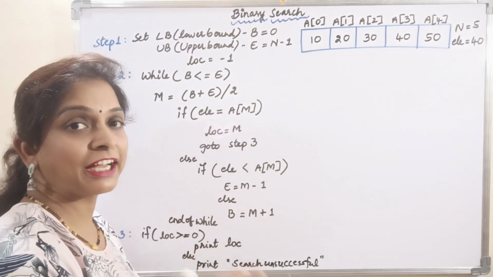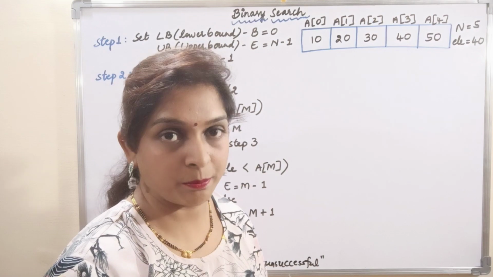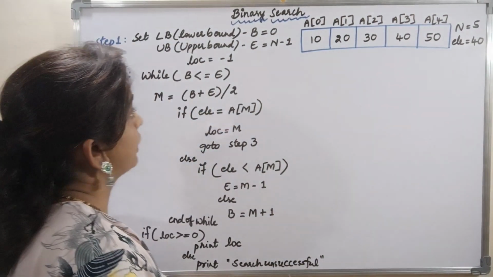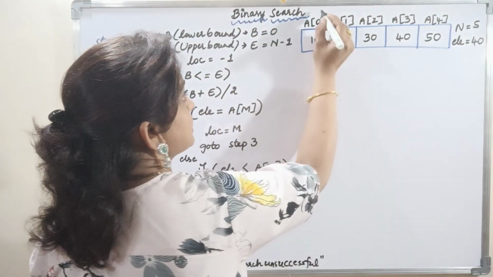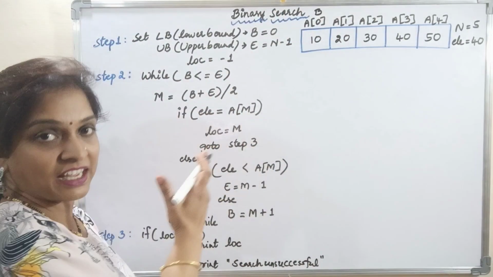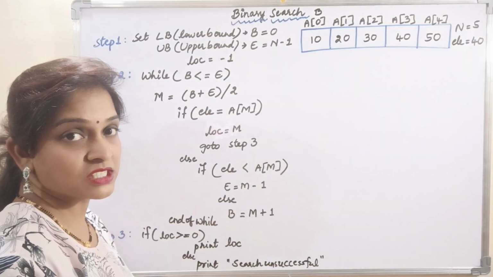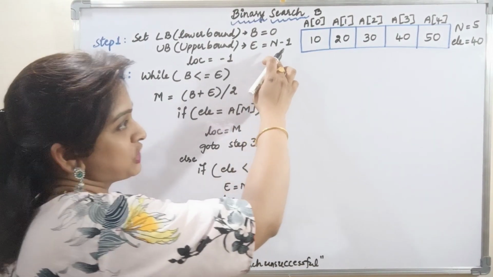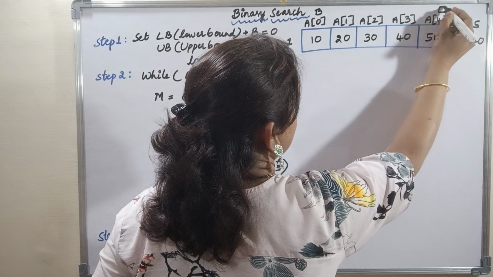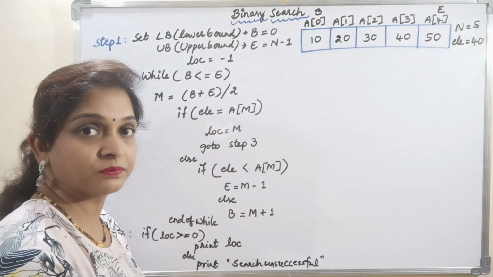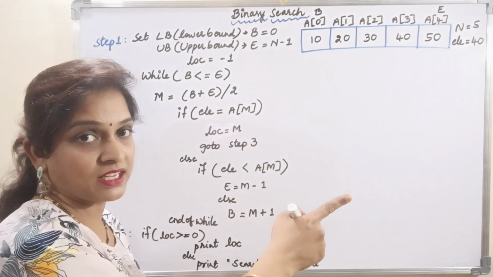So what I need to do is set the bounds, lower bound and upper bound. Let me treat these as beginning and ending. The lower bound, which I can treat as B, is 0, the beginning index, 0. The upper bound, the ending, is n minus 1. N is 5, 5 minus 1, it is 4. So this is the upper bound, treated as end. Beginning index is 0, ending index is n minus 1.